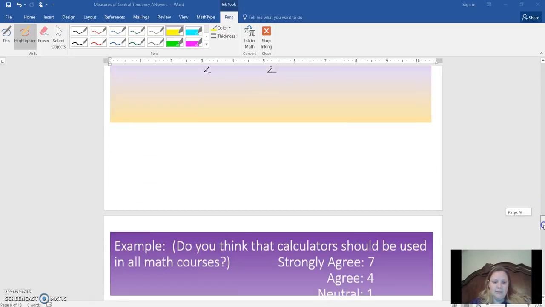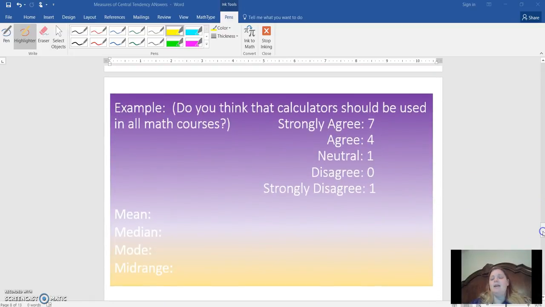All right, let's look here. I asked you, do you think calculators should be used in all math courses? 7 said strongly agree, 4 said agree, 1 said neutral, nobody said disagree, 1 said strongly disagree. I am a huge proponent of calculators in math classes, especially in higher level, because I'm not here to know if you know how to add fractions. I'm here if you can do complex analysis.